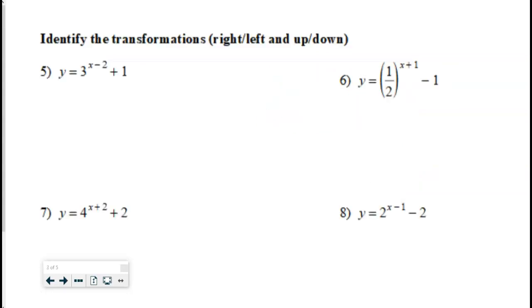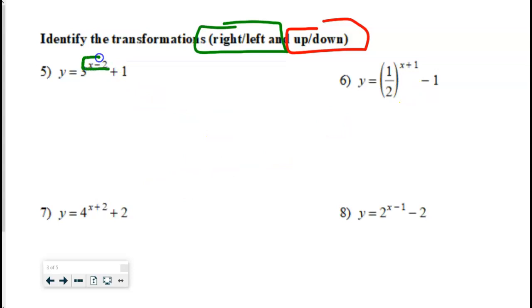All right, the next section of your remediation talks about transformations as to whether they are moving right or left and up or down. But I'm not going to ask you about any other types of transformations for this section. So when I look at number 5, for instance, the x minus 2 is a horizontal transformation with that built-in negative. So that means this function is moving right 2 units. And then the vertical transformation is over here outside of the function all by itself. And that does exactly what you think it should do. So it's going to move everything up 1.